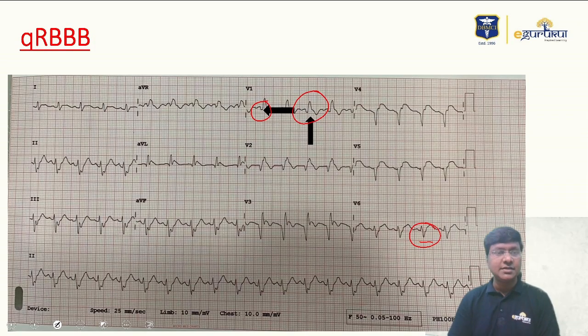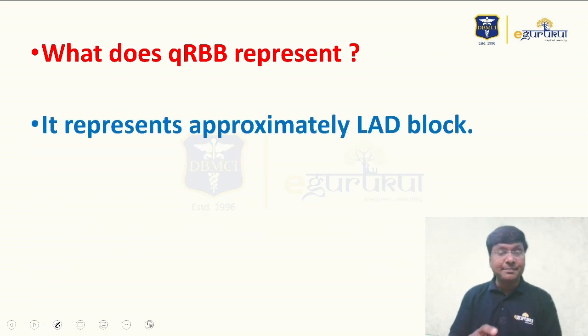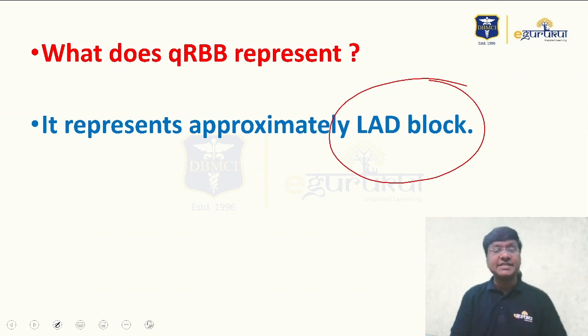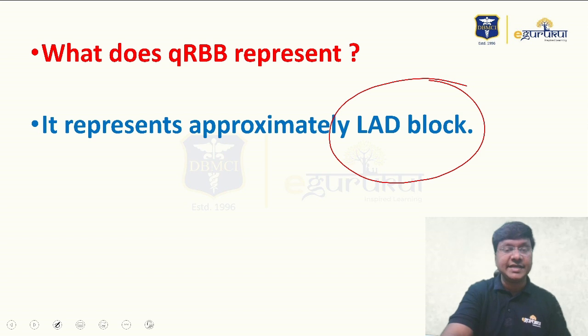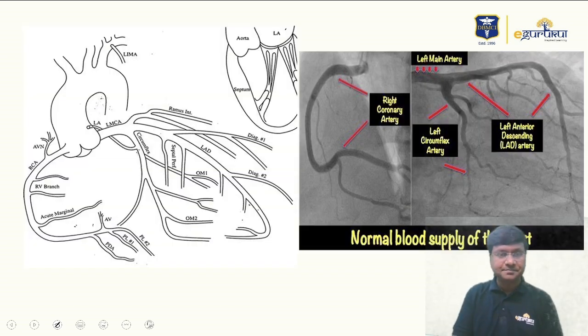Okay, but before that, let me tell you, what does this QRBB represent? Why is that I am very much worried about this QRBB? I am very much worried because it represents proximal, right? It represents proximal left anterior descending artery block, right? Proximal LAD block. Now, what is this proximal LAD?